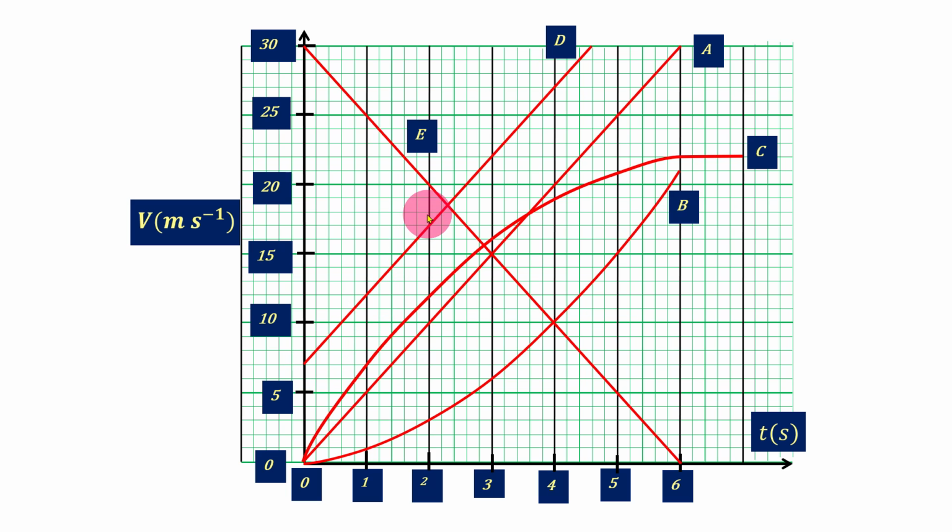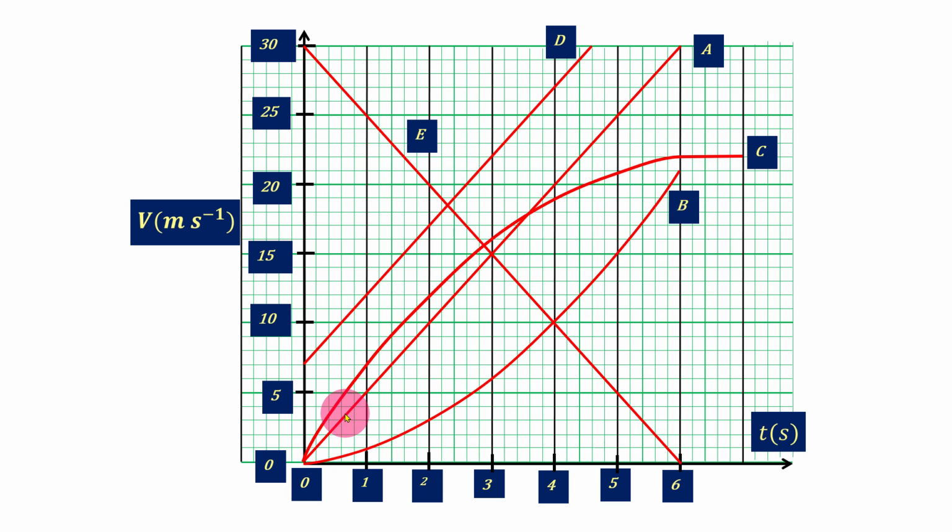Okay, having said that, let's look at object E. Object E starts with an initial velocity of 30 meters per second, and after 6 seconds, it comes to rest. Notice that in this video, I'm using the term the object comes to rest.